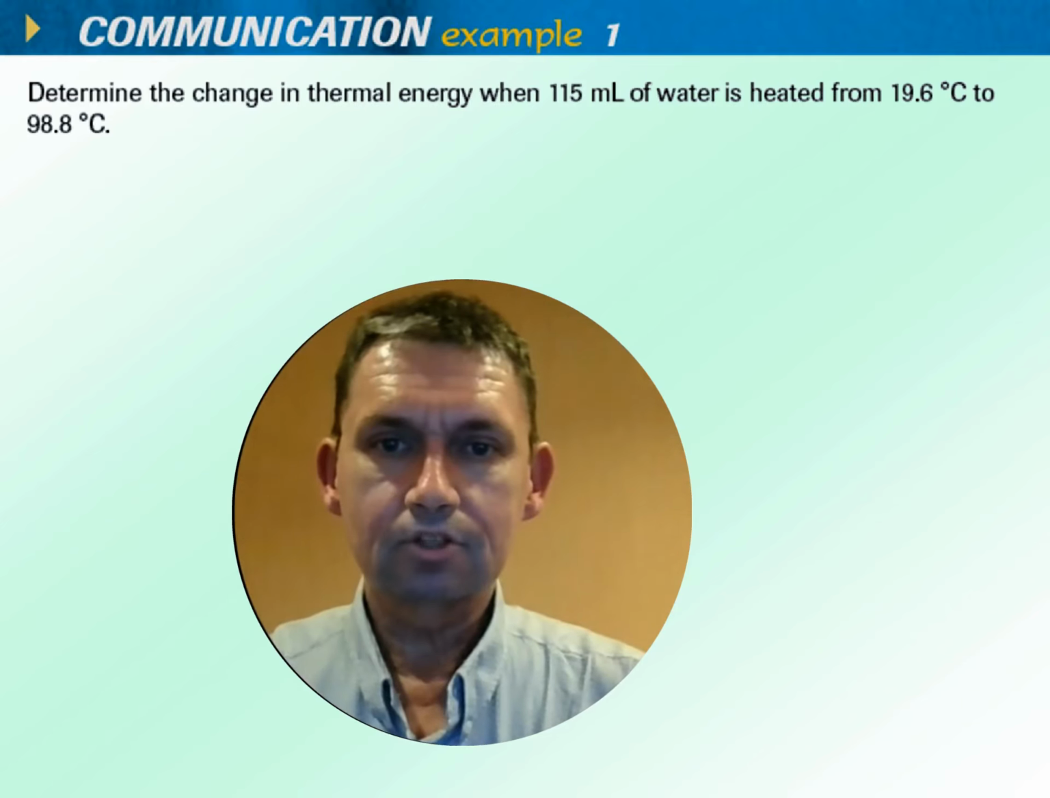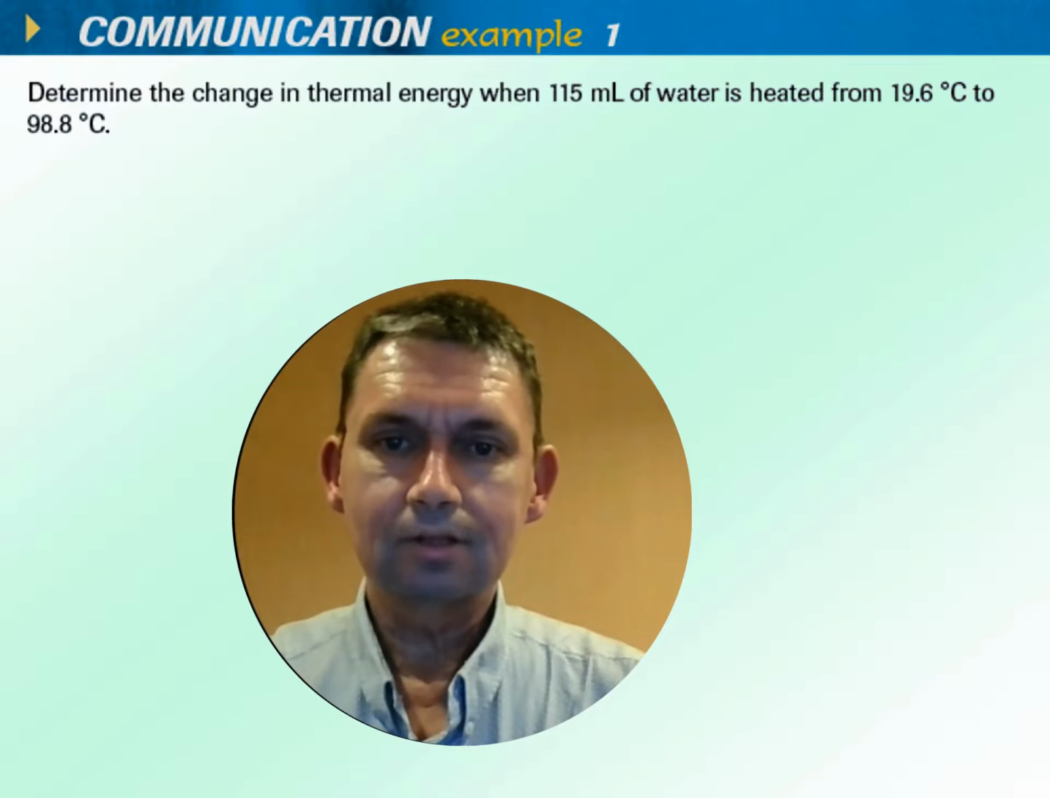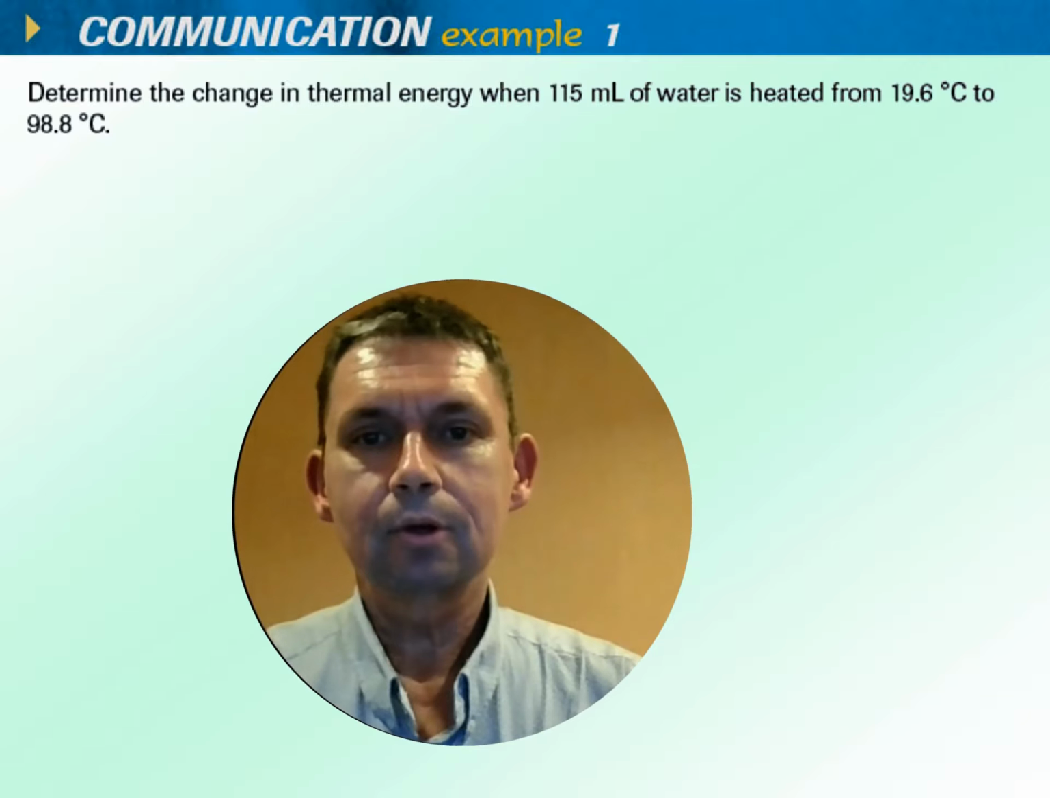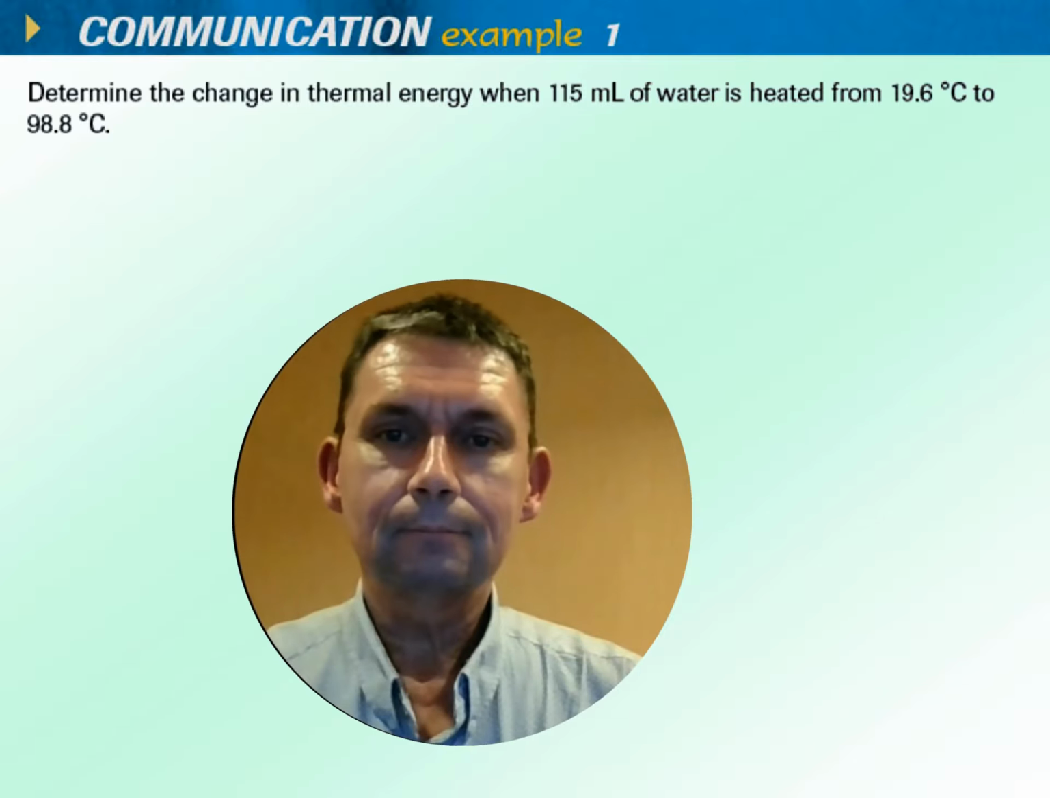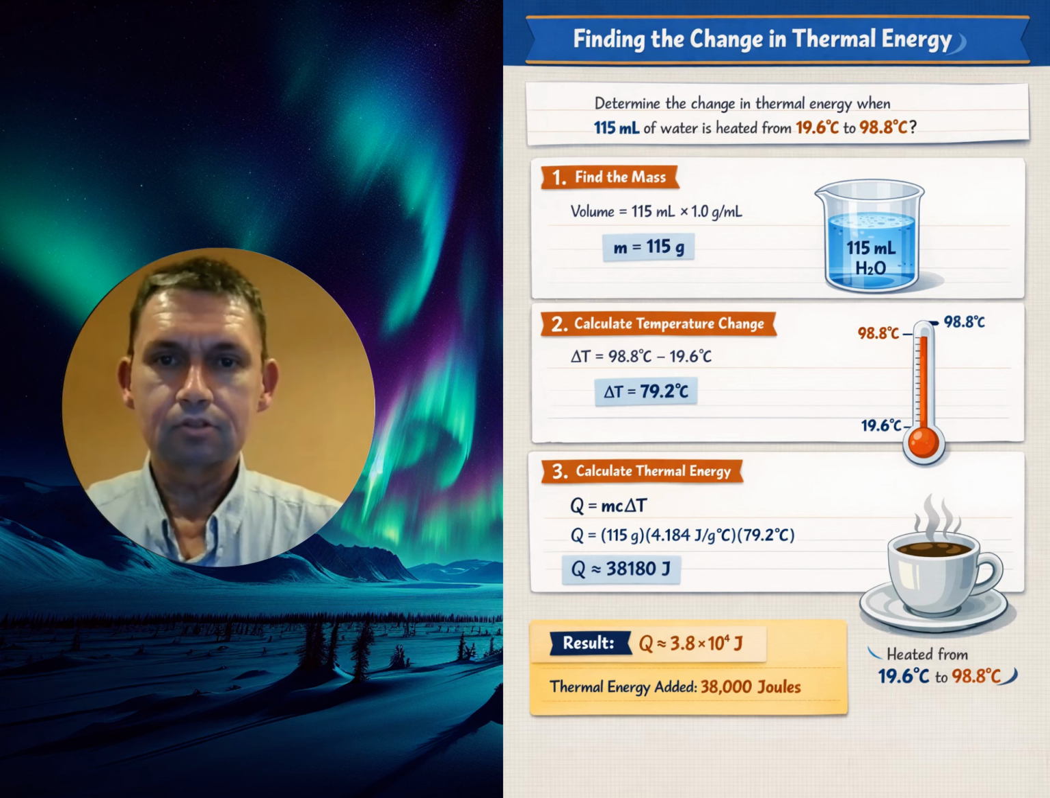In this example, we determine the change in thermal energy when water is heated. We begin by identifying the mass of the water, calculating the temperature change, and applying the calorimetry equation. Press pause and try it yourself. The solution to the problem is here. How did you do?